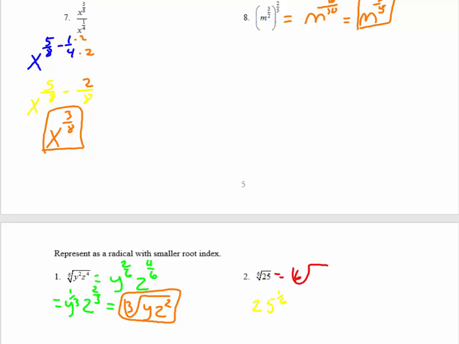So this would be the 6th root of 5 squared. Now rewriting that, that is 5 to the 2/6. And we reduce that, we get 5 to the 1/3. So as a smaller root index, this would be the cubed root of 5. So this is just trying to get you to realize that if you're stuck in one form, change it into another form to see if you can simplify in the other form.